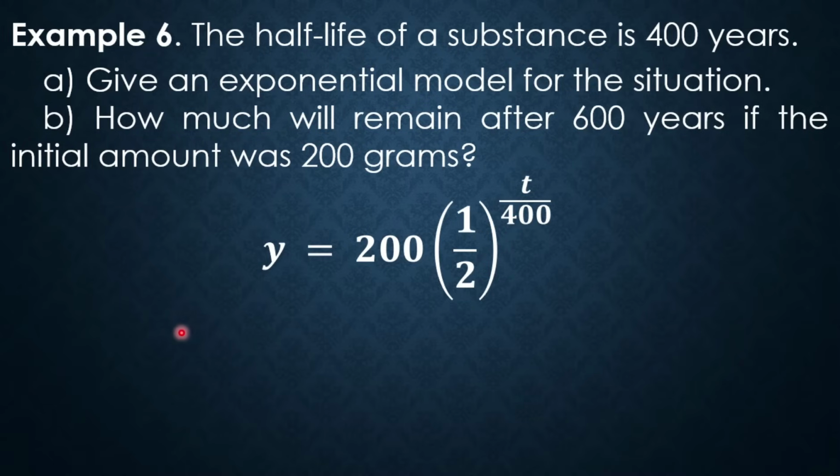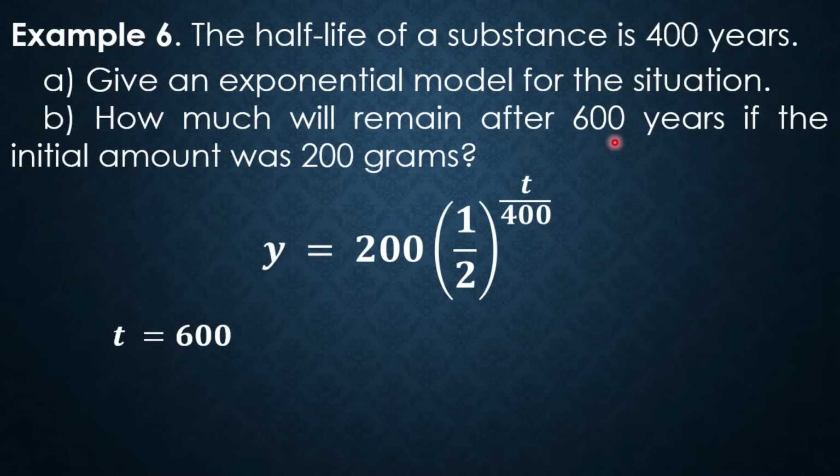So using this exponential model, y is equal to 200 times 1 half raised to t over 400. So again, 200, that is the initial amount. 1 half because of half-life. 400 because that is the unit of time, 400 years. So, kukunin daw natin yung remaining number of substance after 600 years.